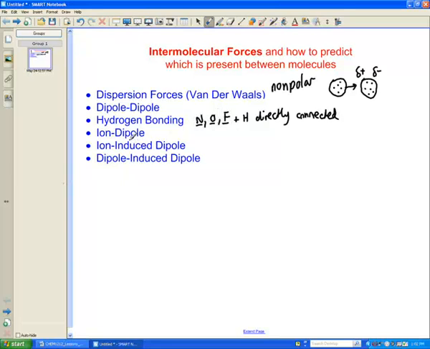Now, ion dipole is somewhat self-explanatory. If you have an ion and you have a polar molecule with a dipole, the charge on the ion will interact with the opposite charge on the dipole.